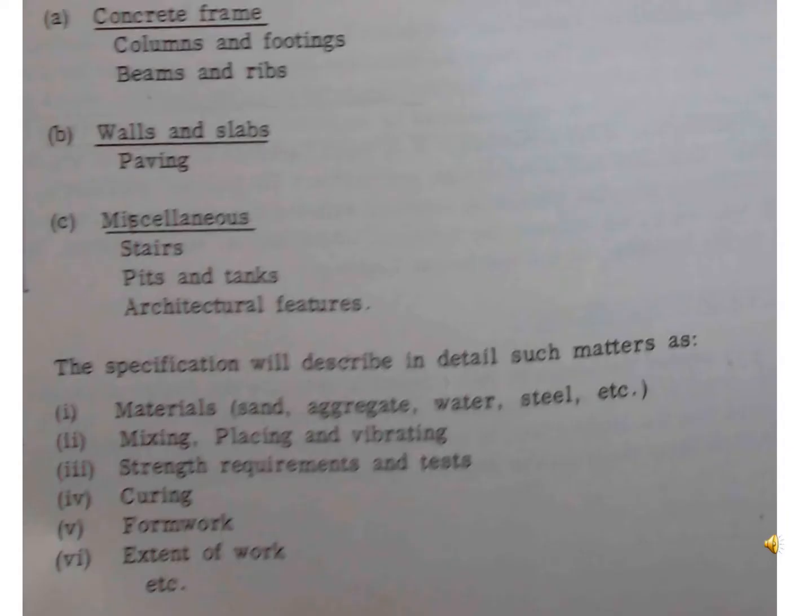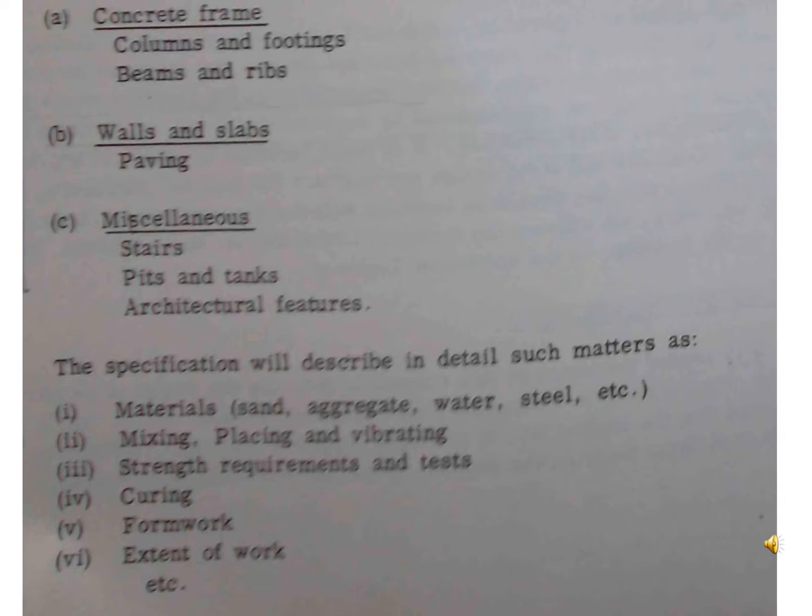So the concrete frames are columns and footings, beams and raisers. We use the concrete frame, and for walls and slabs we use paving. Miscellaneous items are the stairs, bases, tanks and the architectural features. These also need to be aware of and included in the drawing.